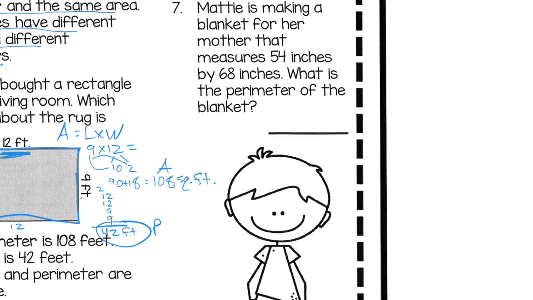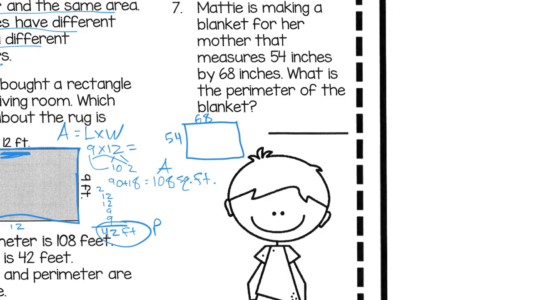Maddie is making a blanket for her mother that measures 54 inches by 68 inches. What is the perimeter of the blanket? Well, I'm always going to draw it. So if I draw my blanket right here, 54 inches by 68 inches.